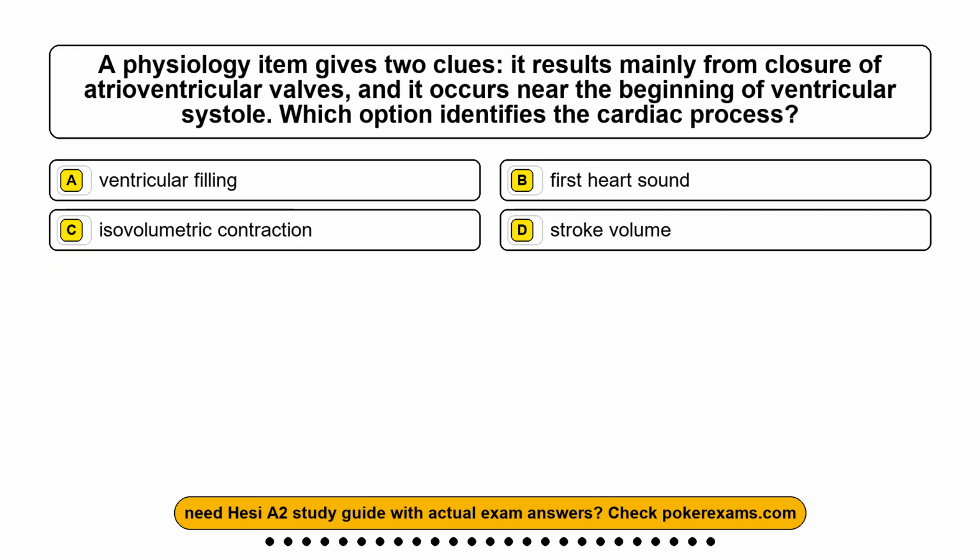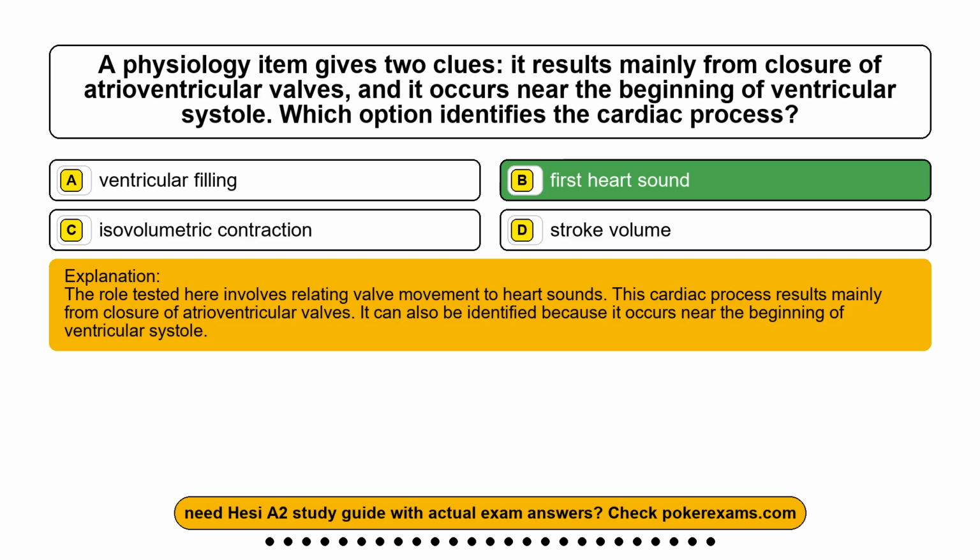Question 21. A physiology item gives two clues. It results mainly from closure of atrioventricular valves, and it occurs near the beginning of ventricular systole. Which option identifies the cardiac process? Option A, ventricular filling. Option B, a first heart sound. Option C, isovolumetric contraction. Option D, stroke volume. The correct answer is option B, first heart sound.